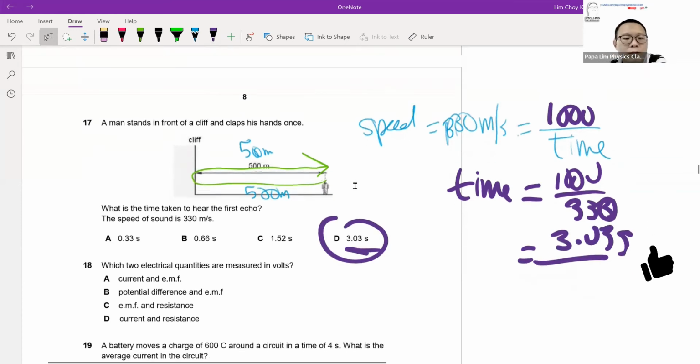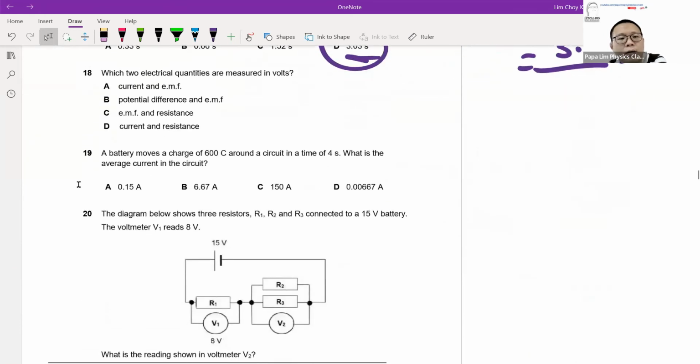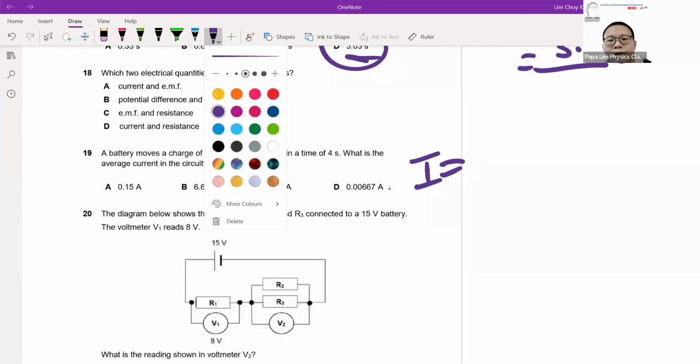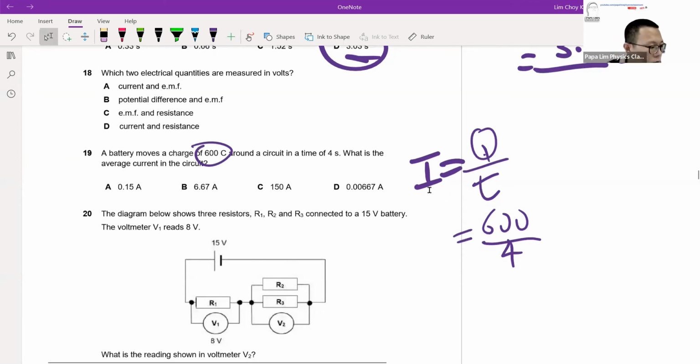Okay, quantities measured in voltage. Question 18, I will not dwell too much, I will say quite straightforward. Question 19, same thing, EM charges. If I want the formula for current, the basic formula that we always use, it will be I equal to Q over T. The charge is 600 Coulomb divided by time of 4 seconds. After that, you will get the respective answer, which happens to be C, 150.